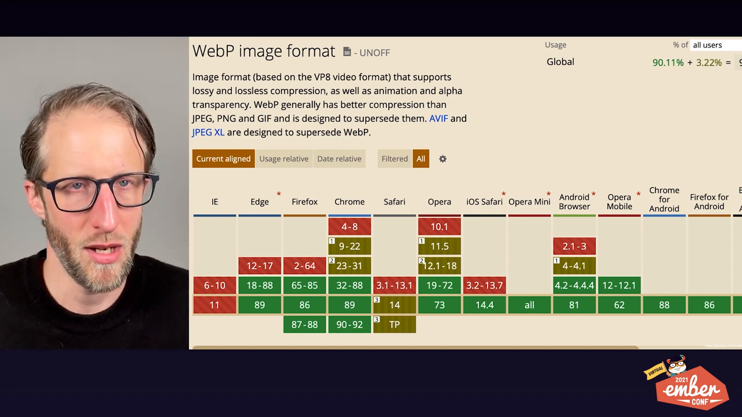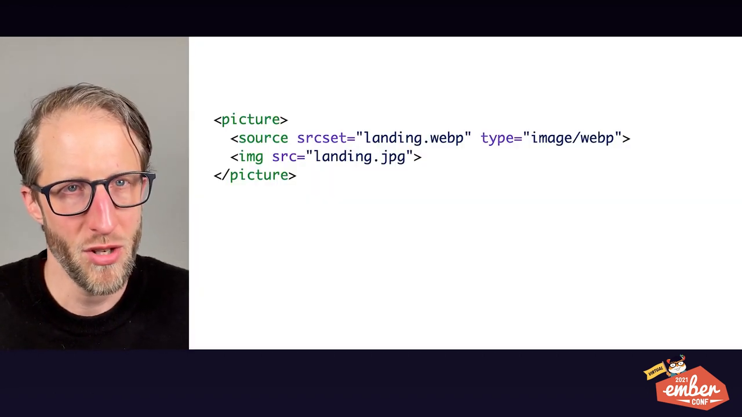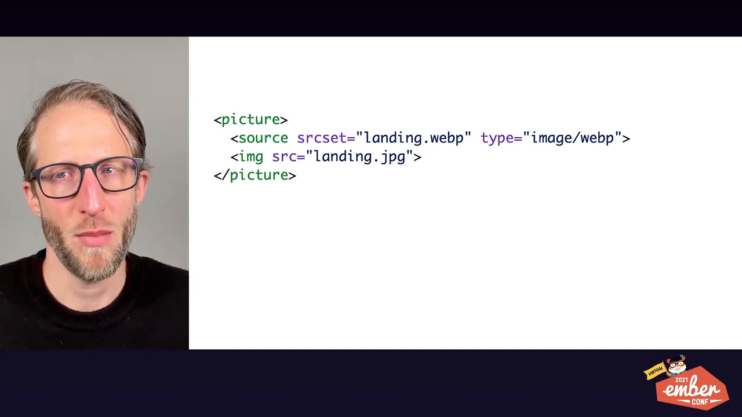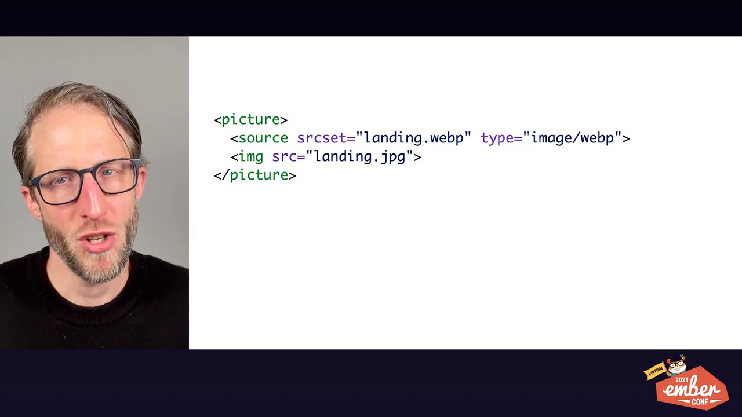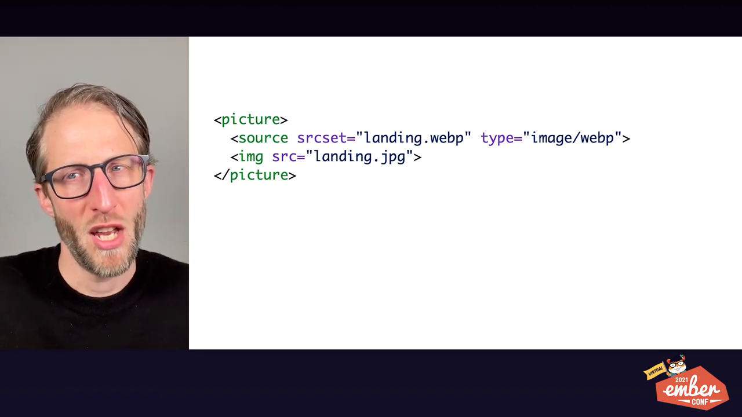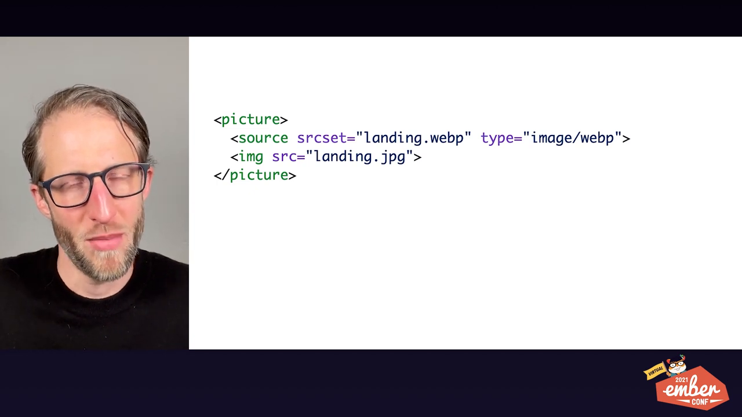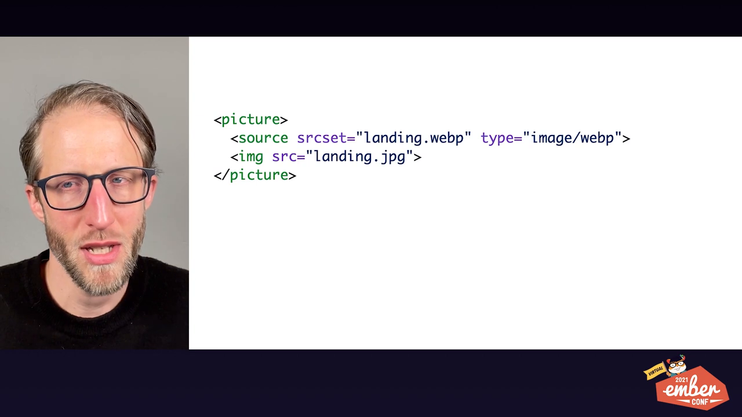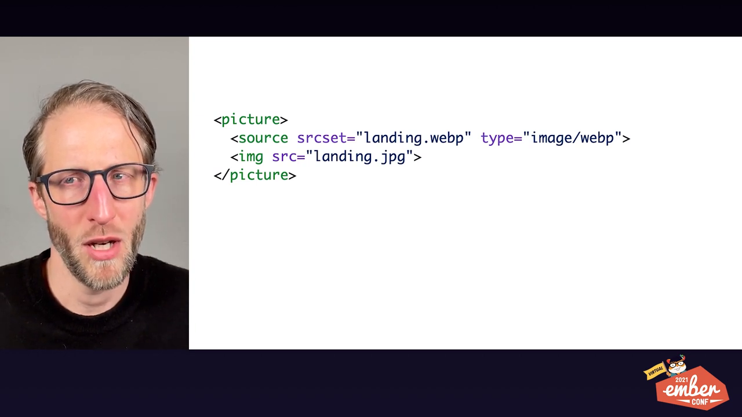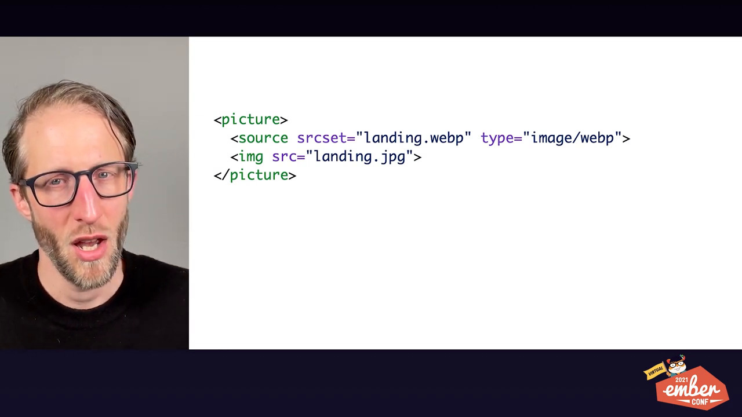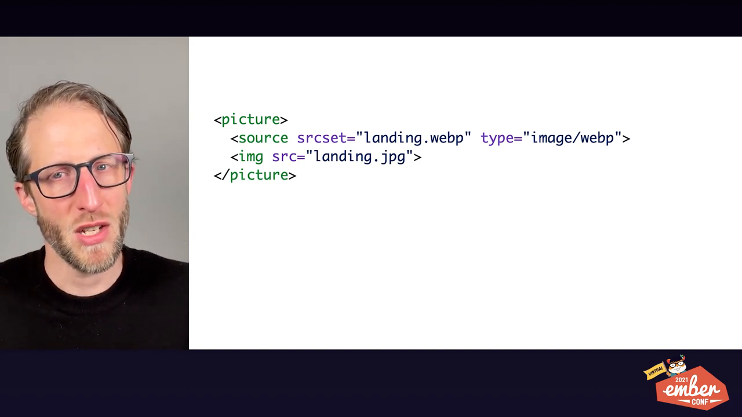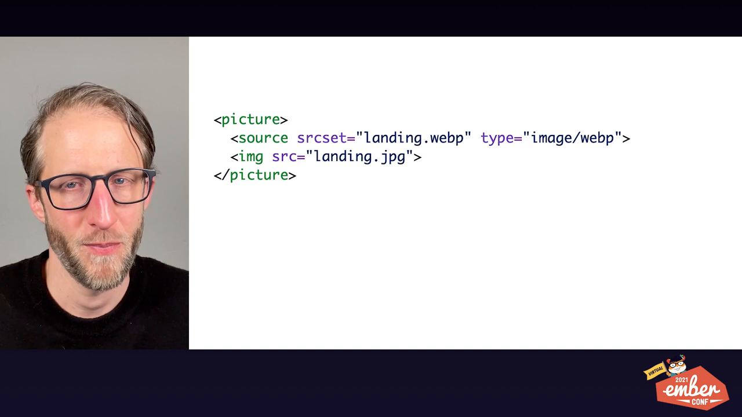There is a fallback mechanism, however, in the form of the picture tag. What that tag does is it allows you to list a bunch of sources, and the browser will choose the best source and use that instead of what's in the source attribute of the wrapped image tag. In this example, all browsers that support WebP will choose that source, and all the ones that don't support it will just use the JPEG from the image tag source attribute as a fallback.